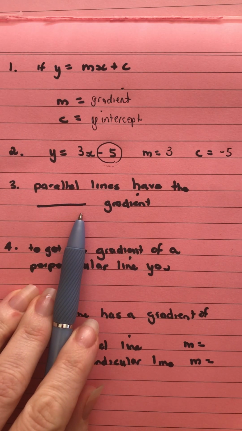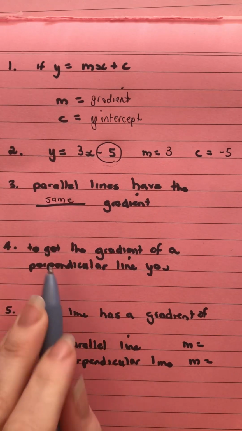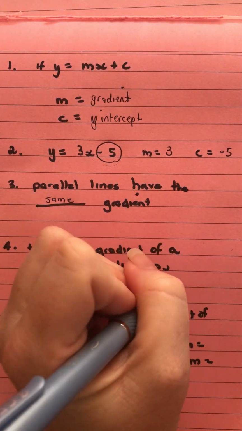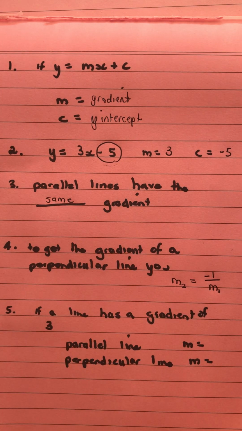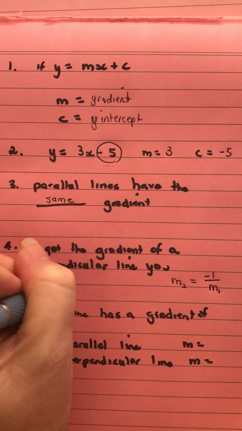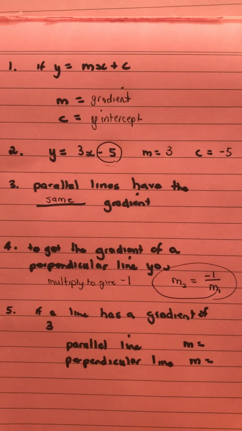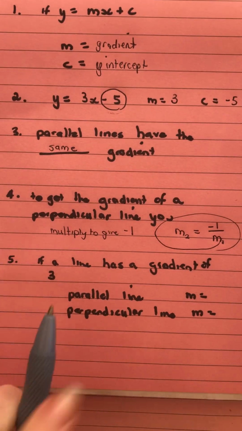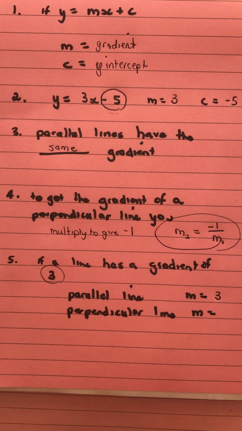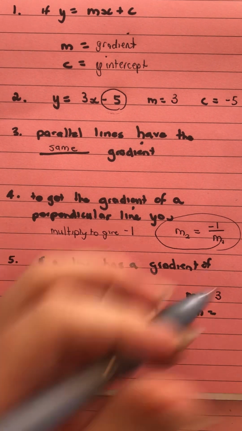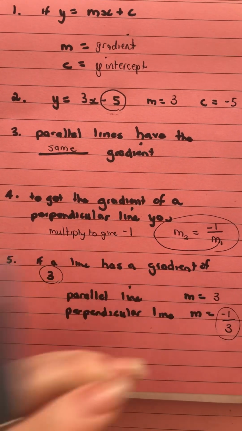Then we had some questions about parallel and perpendicular lines. So for parallel lines, they have the same gradient. And to get the gradient of a perpendicular line, we do negative 1 divided by the original gradient. So we can also say that they multiply to give negative 1. But it's easier just to use this format because that helps us to work it out. Now, if a line has a gradient of 3, then a parallel line to that is also going to have a gradient of 3. A perpendicular line to that one is going to be negative 1 over that gradient, which is 3, so its gradient will be negative 1 on 3.